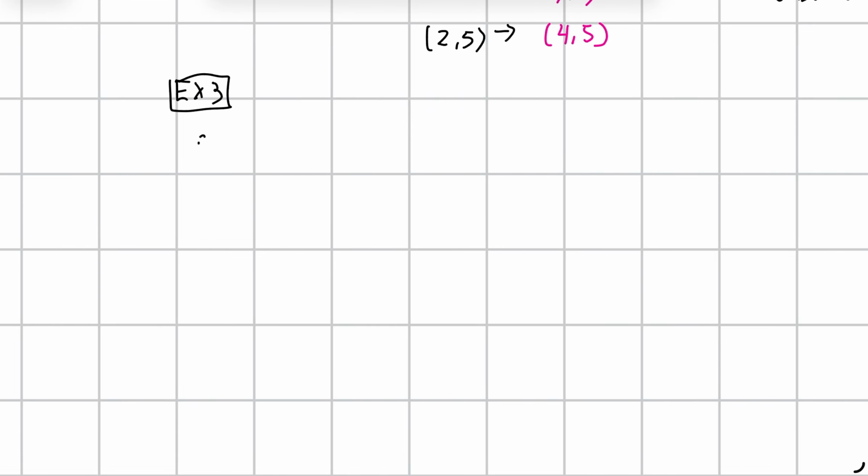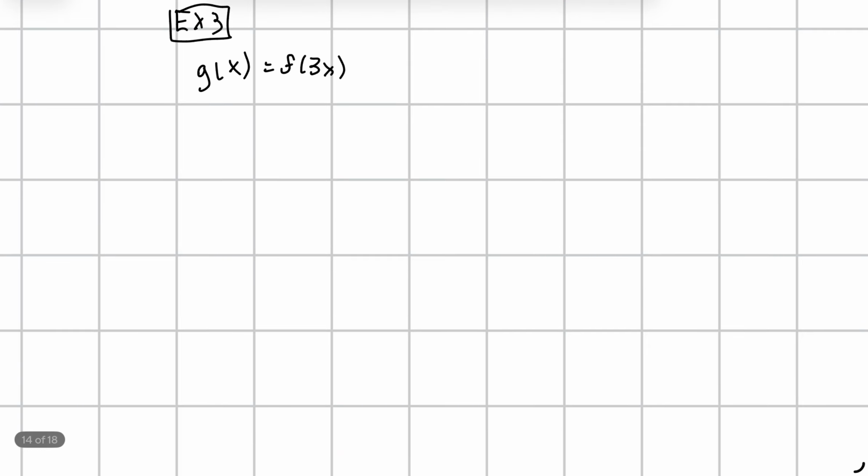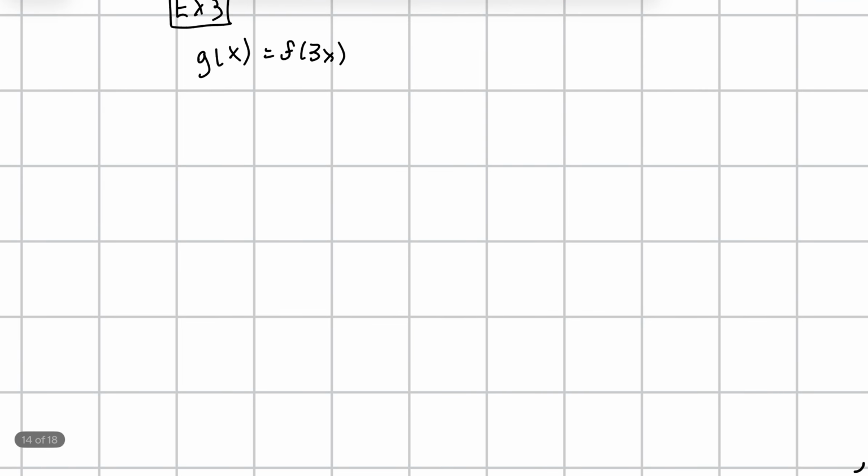Now let's do another example. Say we have g(x) equals f(3x). That's a horizontal compression by 3. So our old point is going to be (3, 8), and then our new point would be (1, 8). You would just divide by 3.